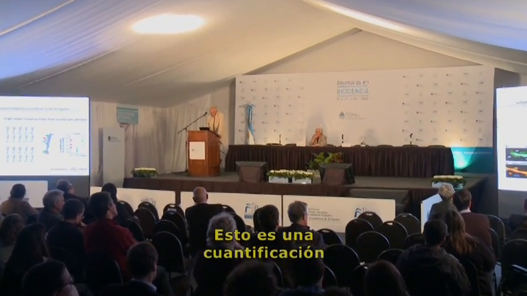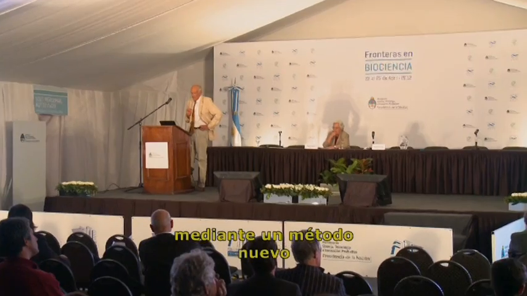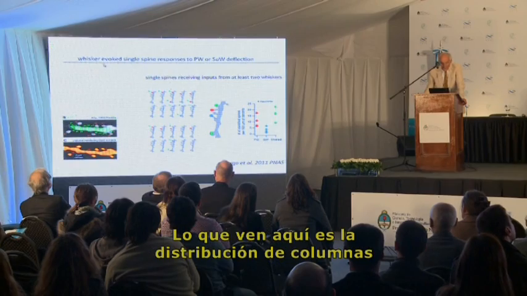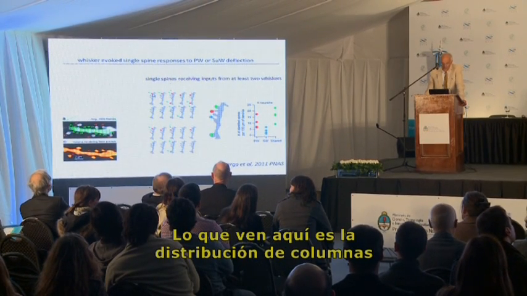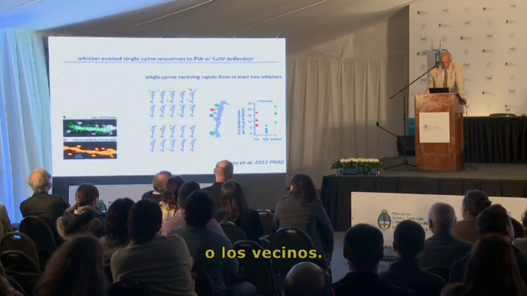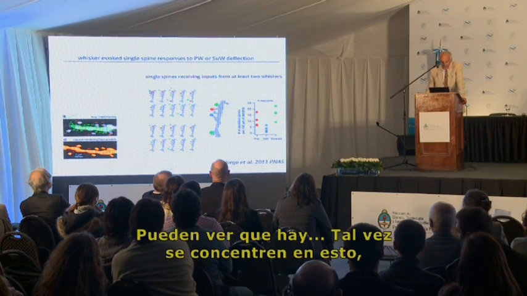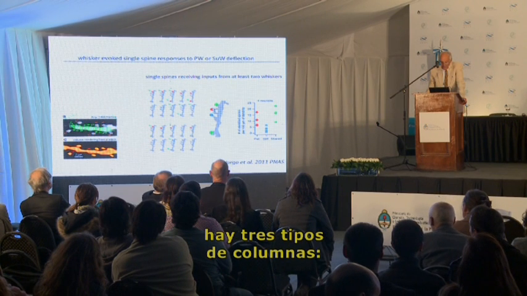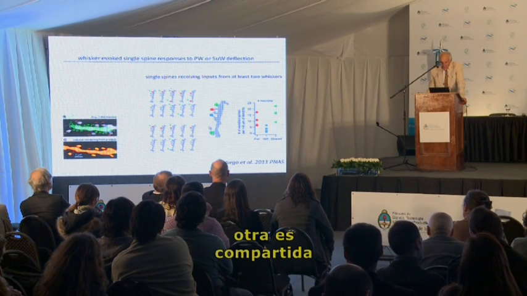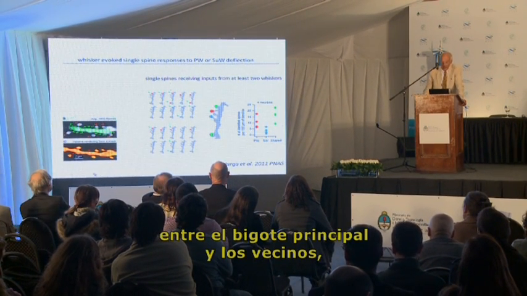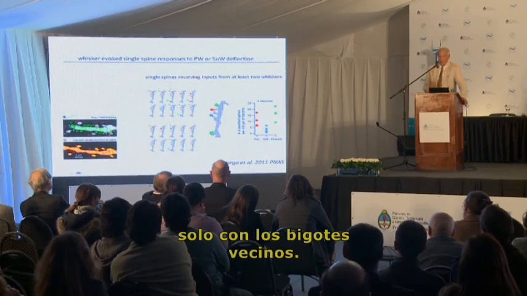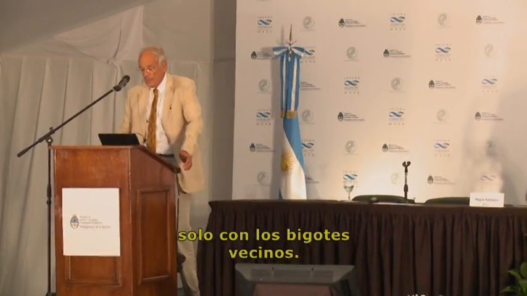This is a quantification using a new method that was developed by Hong Bo, which allows us to look at individual spines. And what you see here is the distribution of spines when either the principal whisker or the surround whisker is activated. There are three types of spines. One is specific for the principal whisker. The other one is shared, that is, it's turned on by the principal whisker and the surround whisker. And the minority is turned on only when the surround whisker is turned on.